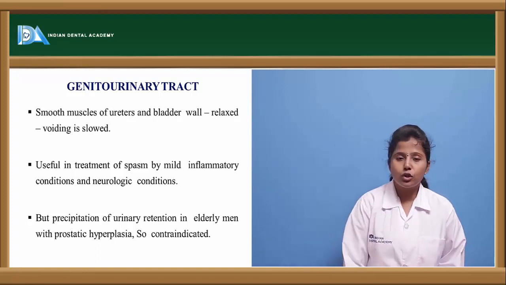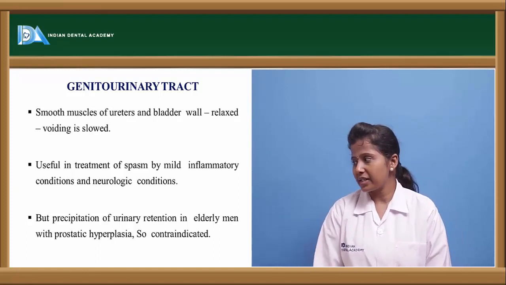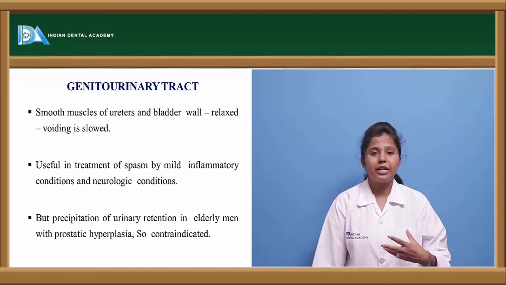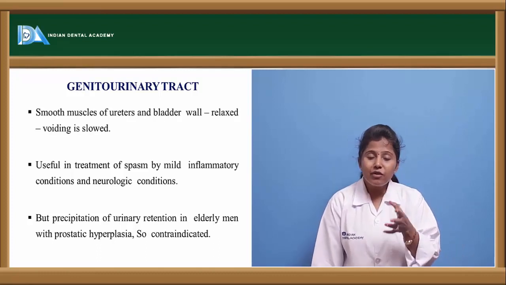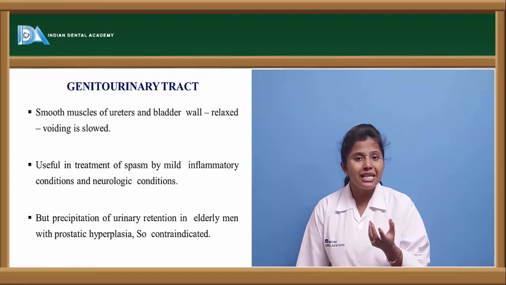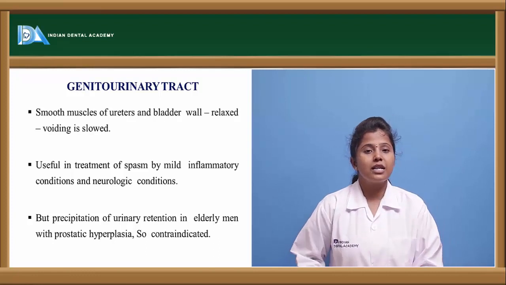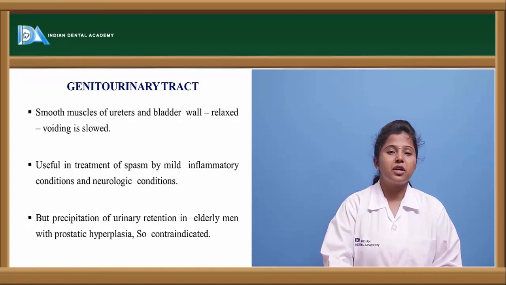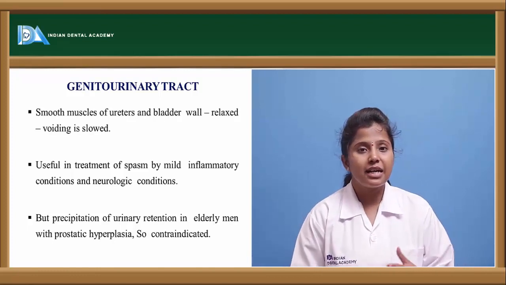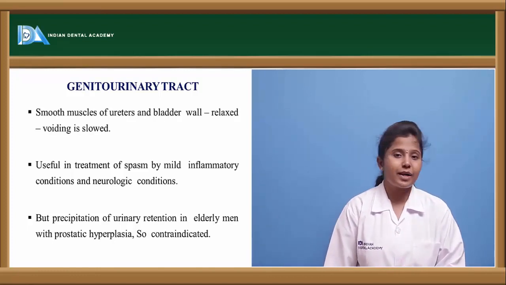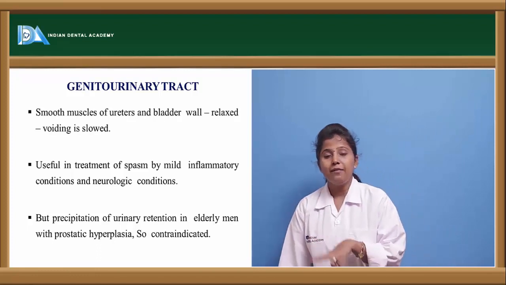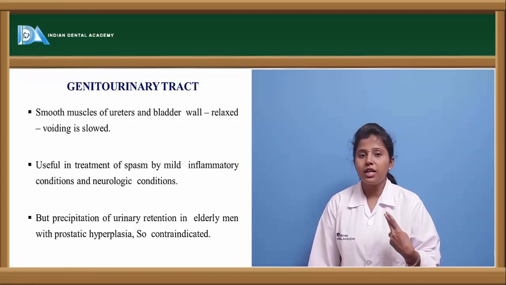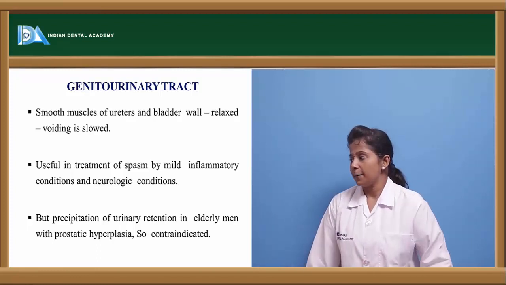It is also useful in the treatment of spasm which is produced by inflammatory conditions. Because of inflammatory or neurological disturbances, spasm of that particular organ can occur, so these antimuscarinic effects can be used to treat the spasm produced by these inflammatory as well as neurological disturbances.